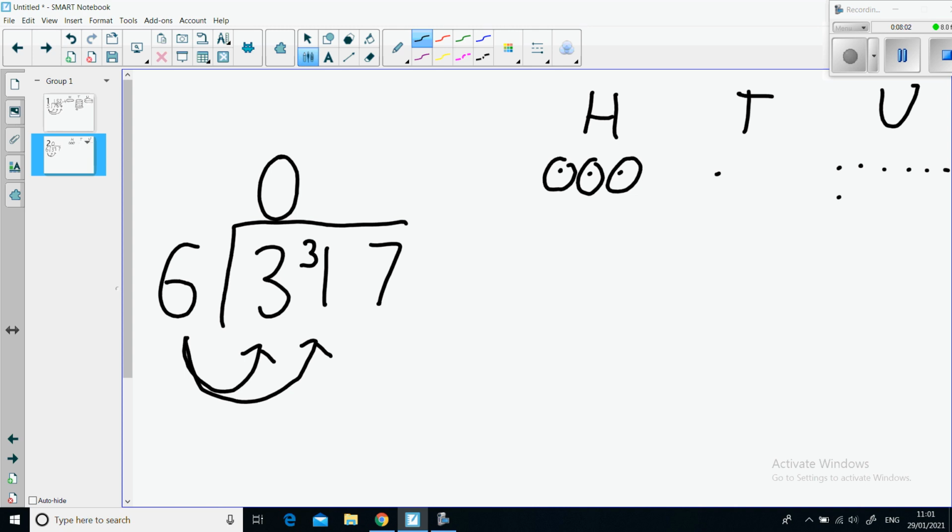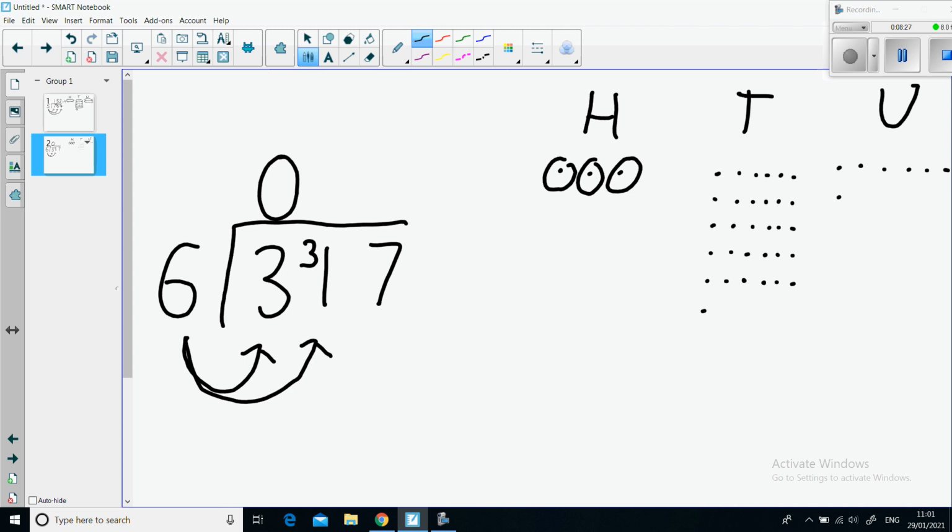So we've got 31 dots. We've got 1 already, so we need to add 30 more. So 1, 2, 3, 4, 5, 6, 7, 8, 9, 10, 11, 12, 13, 14, 15, 16, 17, 18, 19, 20, 21, 22, 23, 24, 25, 26, 27, 28, 29, and 30. So we've got 31 dots in total there in our 10s column.